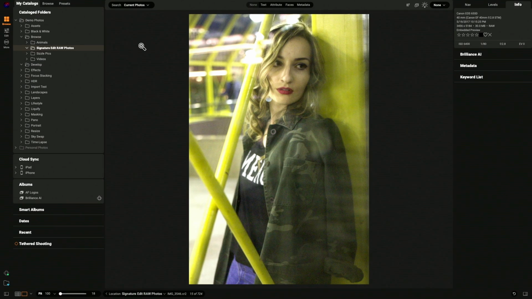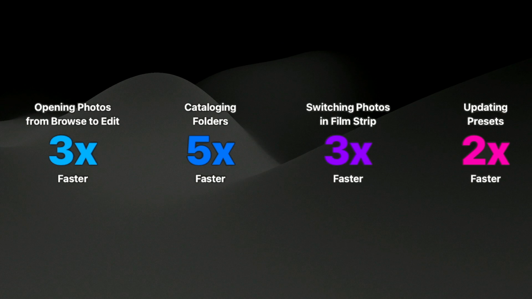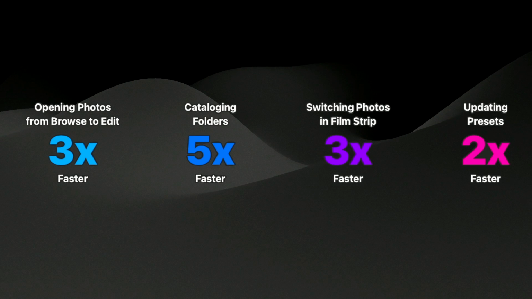Now that's just one of the areas of improvement. We've actually improved a lot of areas in performance. It's really fast now when you open your photos into Edit. It's up to 3 times faster. And when you catalog your photos, that could be up to 5 times faster. Updating presets in the preset browser is faster as well. You're really going to notice the difference. That's probably the number one thing we've heard from our beta users is how much they love the performance.